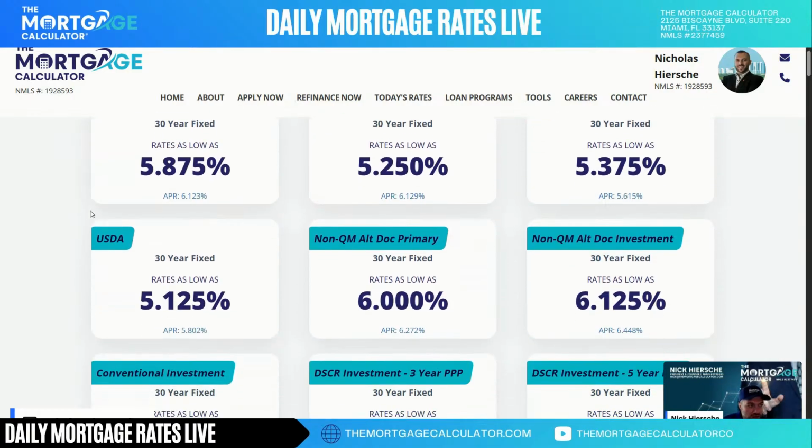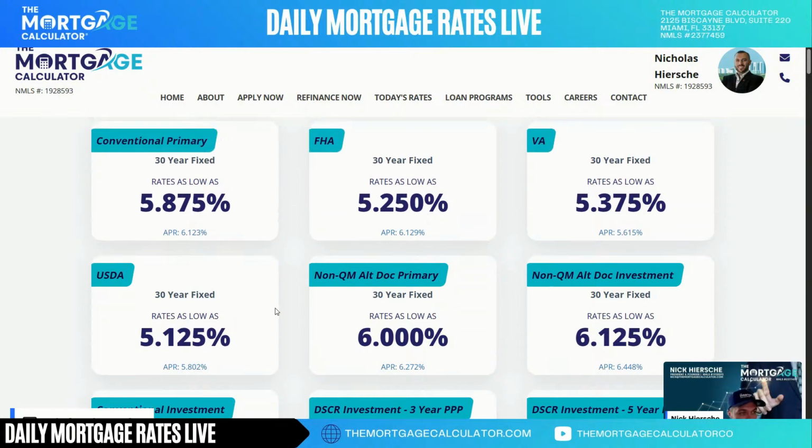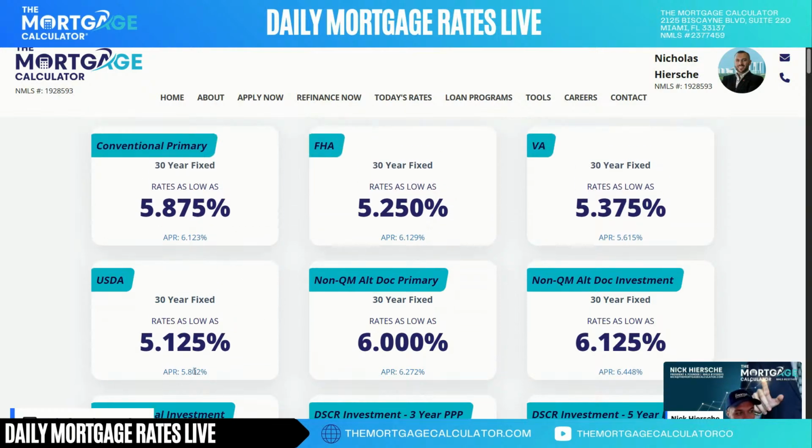And moving on to USDA, that's for properties in USDA eligible areas. That's typically the rural areas of the country. Rates today come in at 5.125, final APR 5.802 with all the fees included. So typically our customer that may be shopping in this area and does qualify for the income limits, we'll be comparing this to FHA and conventional. And USDA is a touch cheaper today.